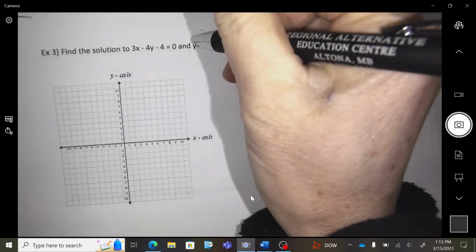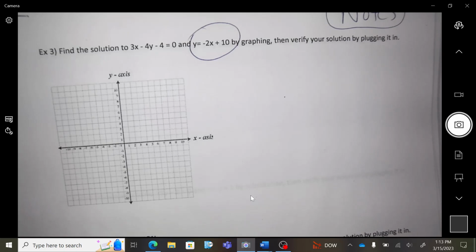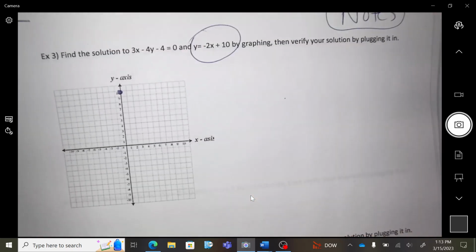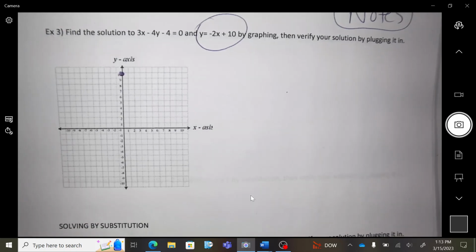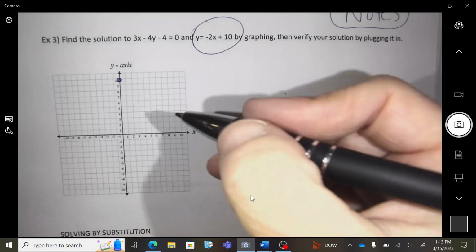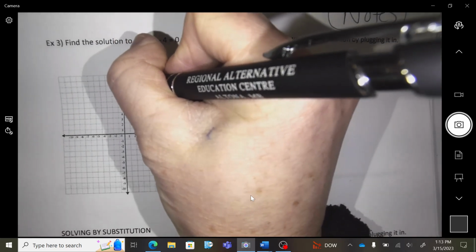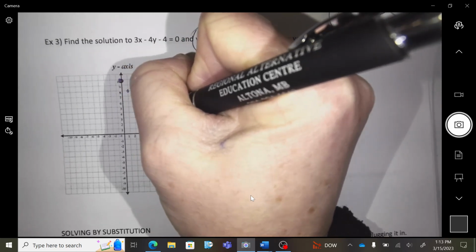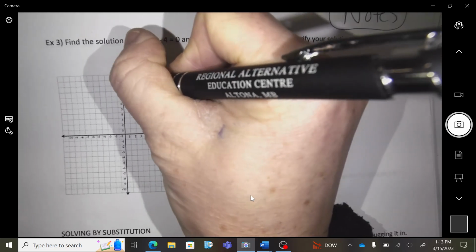So here we go. I'm going to start with this line, because that's already in mx plus b form. So I know there's a y-intercept at 10, and I know the slope is -2, so the staircase is going to go down 2, right 1. I'm going to do it a couple times here just to make sure I am on track.